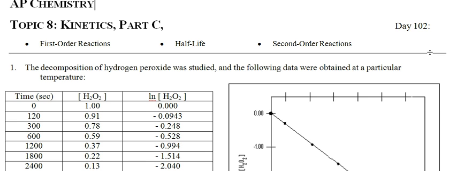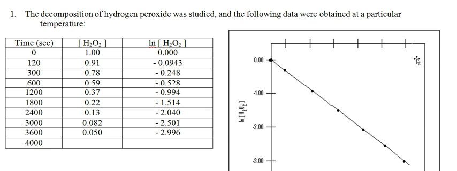The first problem that was asked here says that the decomposition of hydrogen peroxide was studied and the following data were obtained at a particular temperature. You were given times that were taken throughout the experiment, 0 seconds through 3600 seconds, and then the concentration of the hydrogen peroxide was measured, which was in this column here.